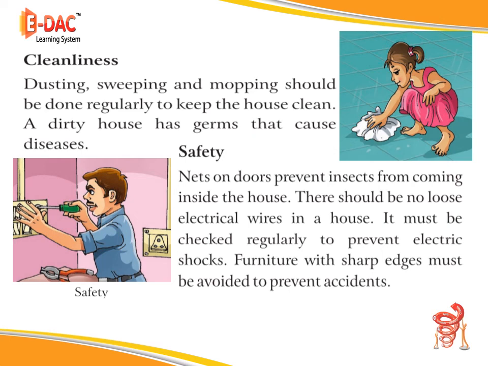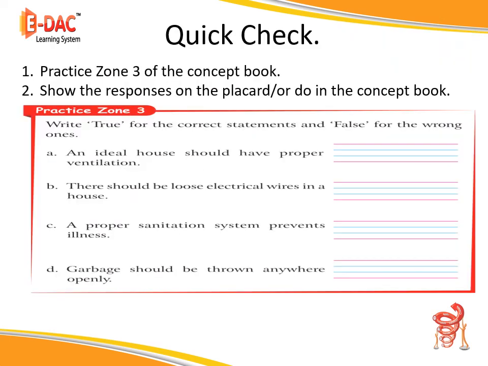Safety. Nets on doors prevent insects from coming inside the house, and there should be no loose electrical wire in the house. There should be proper plugging and inserting of the wires in the socket, and it must be checked regularly to prevent electric shocks. Furniture with sharp edges must be avoided to prevent accidents. So now you know what makes an ideal house.